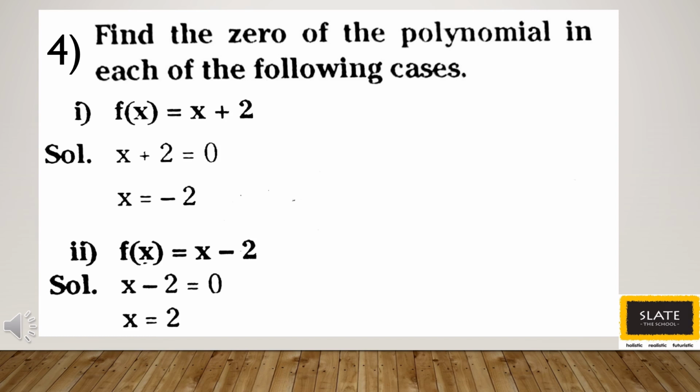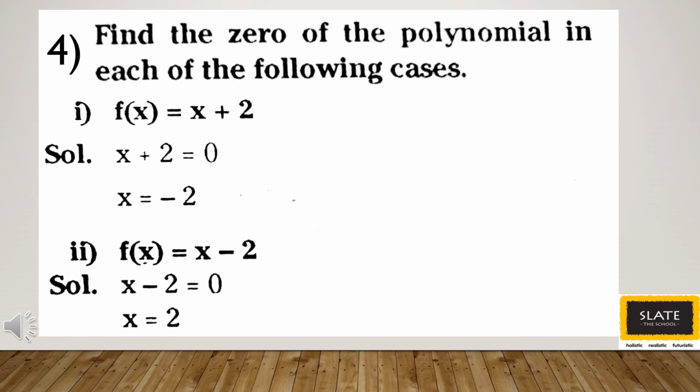I can say minus 2 is the 0 of the polynomial because when I replace x with minus 2, I get f of minus 2 as 0. Therefore, x is equal to minus 2 is called the 0 of the polynomial f of x.